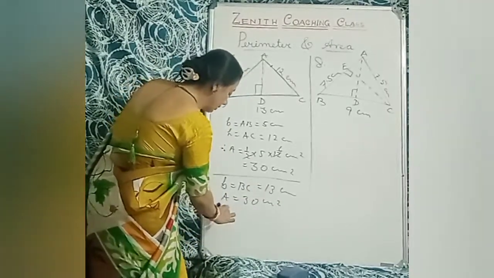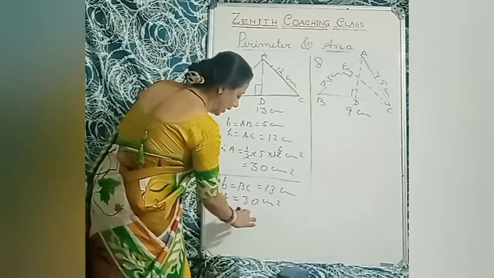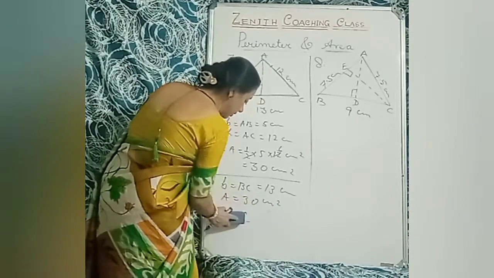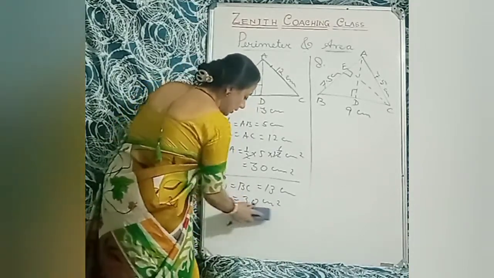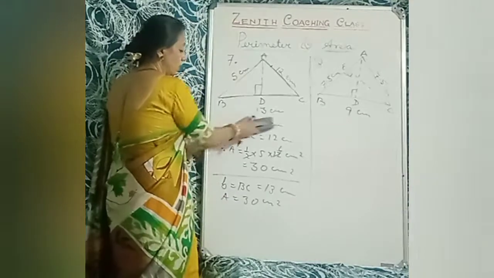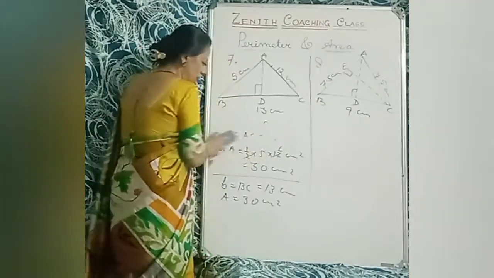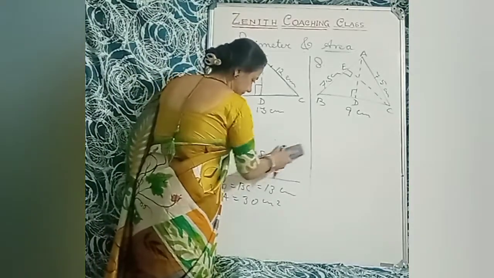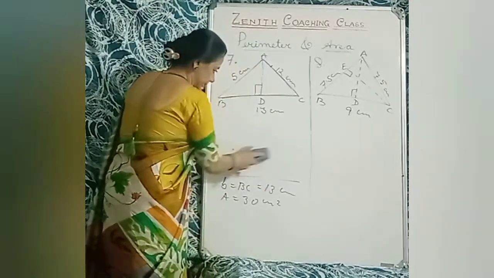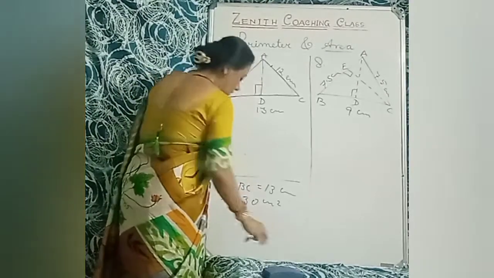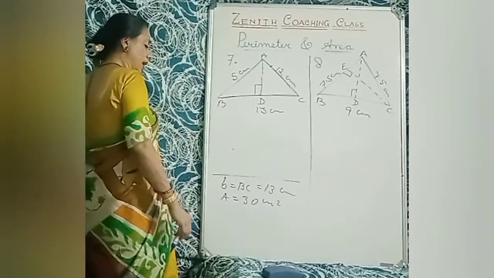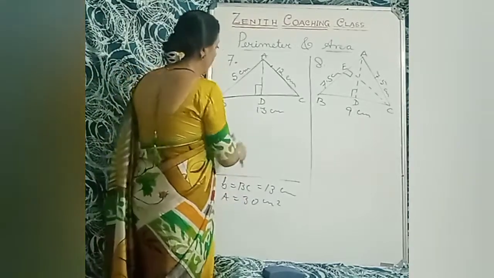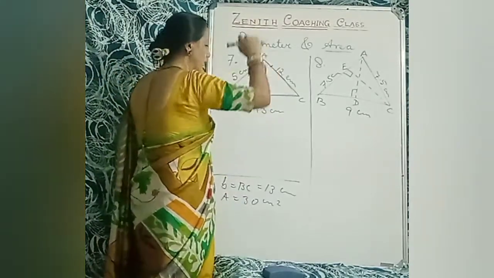Then height equals AD. So area equals 30 centimeter square and base equals BC equals 13 centimeter. Now you have to find out the height of AD.